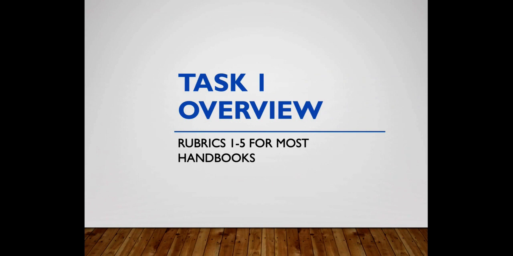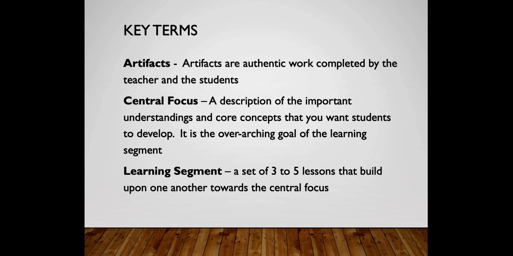Task 1 Overview. Before we look at the rubrics for Task 1, let's look at some of the key terms used throughout the EdTPA handbook. Artifacts. Artifacts are authentic work completed by the teacher and the students. An example of a teacher artifact might be lesson plans created for the lessons. A student artifact would be a work sample, such as a completed quiz or journal writing or an essay.